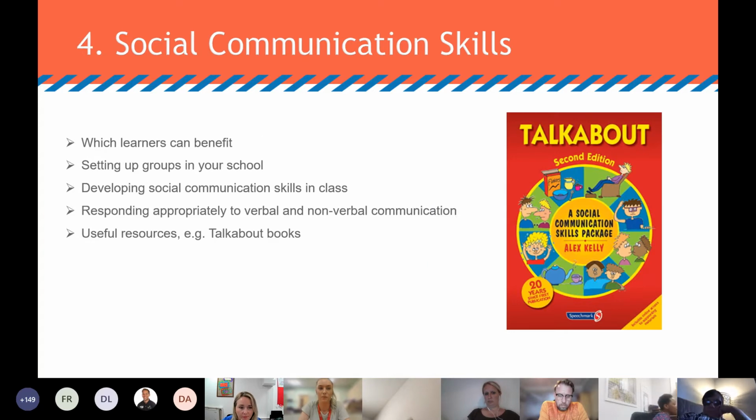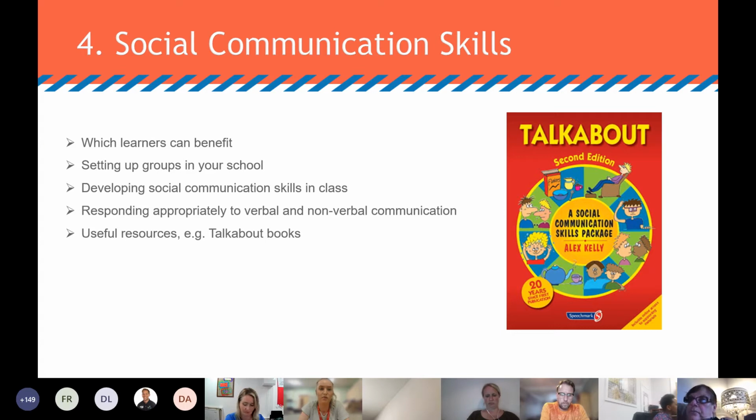So the fourth session will be on social communication skills. We'll be touching on which learners can benefit. It's obviously beneficial for all learners to have good social communication skills, but identifying which particular learners in your class will benefit from a bit of extra support, and how you can set up groups in your school to support with this. And we'll also touch on developing some social communication skills in class for all learners.